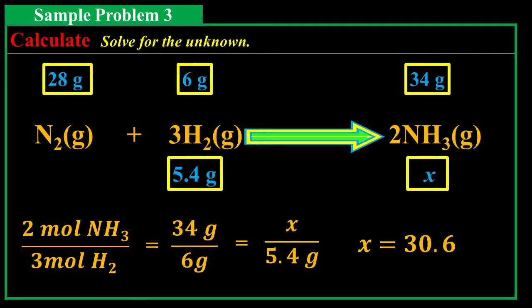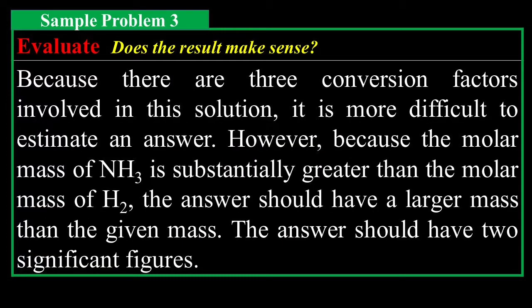Can you do basic middle school math or even earlier and do proportional relationships? So 2 moles of ammonia over 3 moles of hydrogen equals 34 grams of ammonia over 6 grams of hydrogen. That's what's written in the chemical stoichiometric equation. Equals X moles of ammonia, that's what I'm solving for, over 5.4 grams of hydrogen. X equals 30.6. You cross multiply and divide.